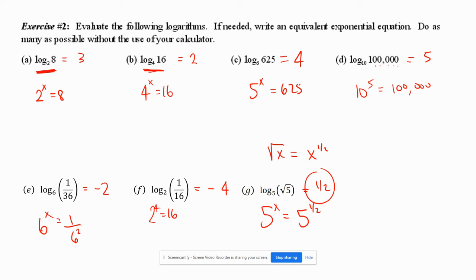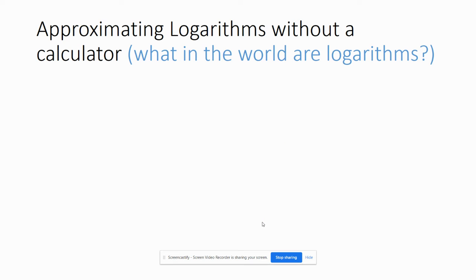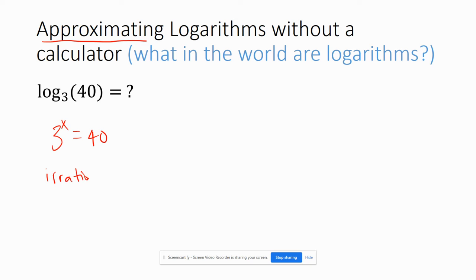Okay, so that's evaluating logarithms without using a calculator. Eventually we'll do some with a calculator in the next lesson, but here we're going to stick with just trying to approximate. So what if we get a logarithm like this, where we think, okay, 3 to the power of what equals 40? I don't know, because it's not a whole number. It's not a negative number, it's not a fraction. It's a decimal that we can't write as a fraction. It's an irrational number, which means it's a decimal that doesn't repeat.